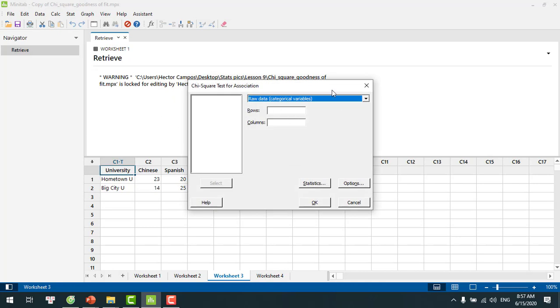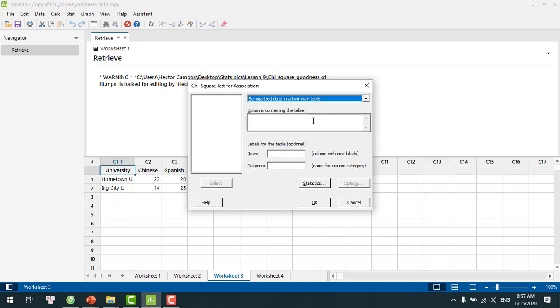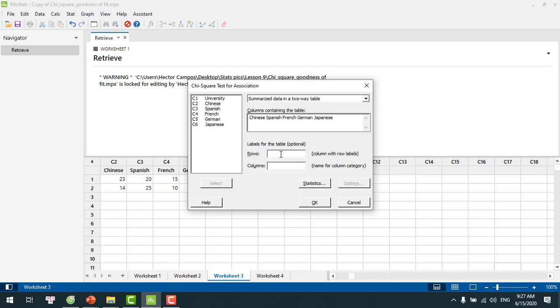Now, here we are going to have summarized data in a two-way table. Now here it says columns containing the table. So we have the columns. Our columns are going to be the 5 languages. So we enter the 5 languages in our columns. And then it's asking us, it says optional here. Now in our case, the rows are the university. So we're going to put here university, and the columns are actually the languages. Okay, so rows, university, columns, languages. This is the way we have organized our data.